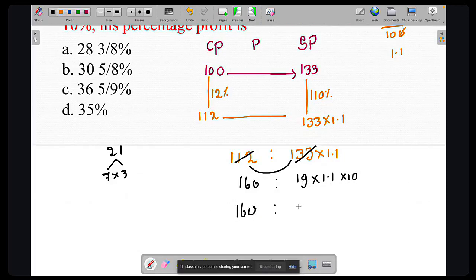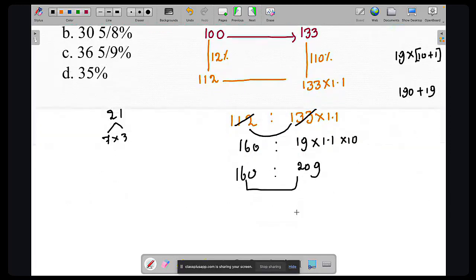19 into 11, 190 plus 19. How to multiply 19 into 11? 19 into 11 always I will do like this, 10 plus 1. 19 tens are 190, 19 ones are 19. That will be 209. Tell me how much profit I got now. Reply all. How much I got profit?